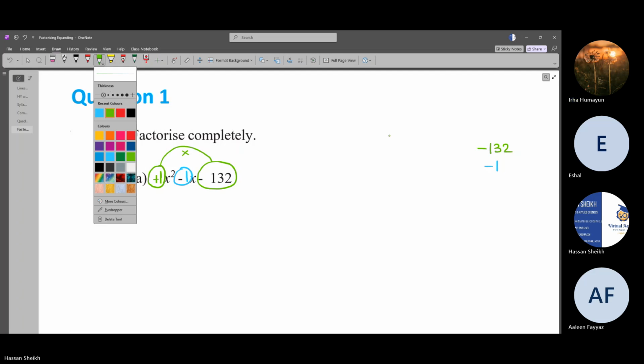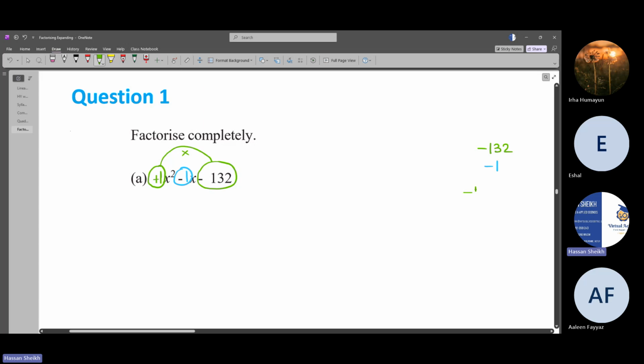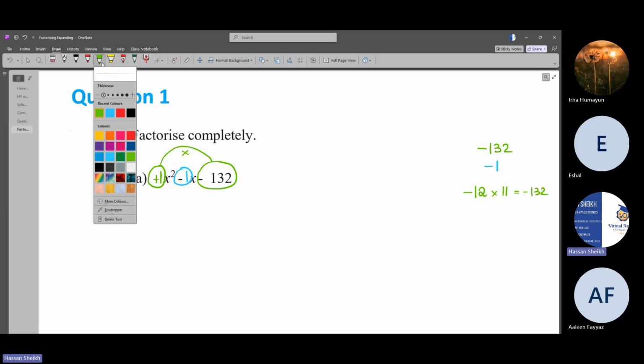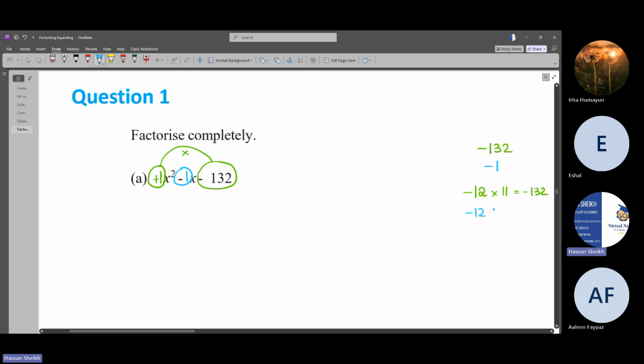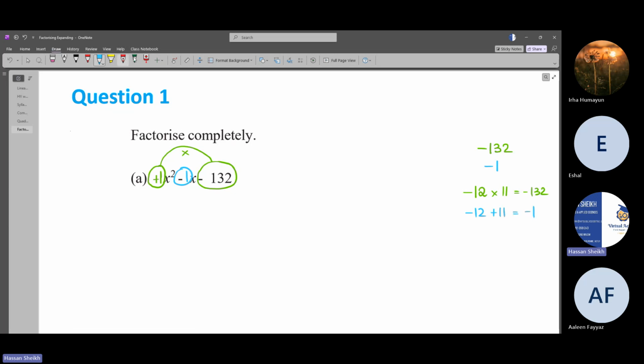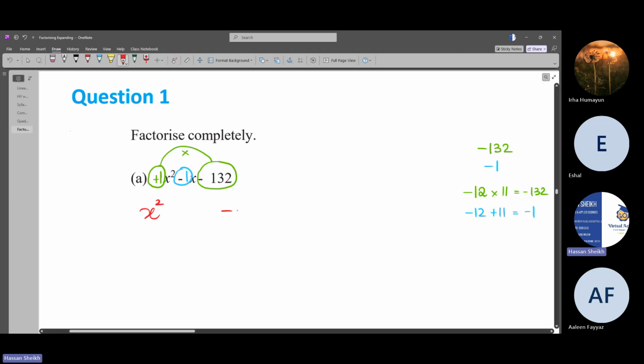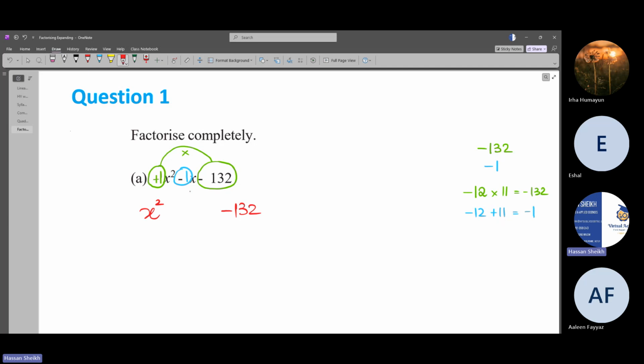Yes. So we need to find it. Minus 12 times positive 11 is minus 132. And minus 12, when added to plus 11, gives you minus 1. So what we need to do is write x squared as it is and minus 132 as it is, and break the middle term.